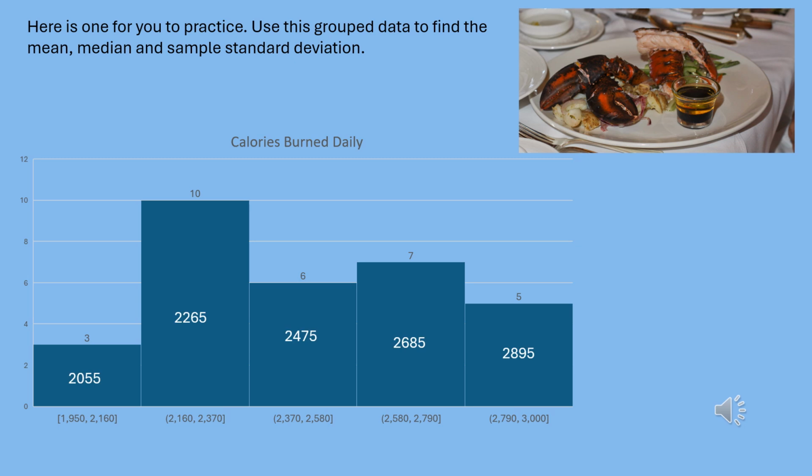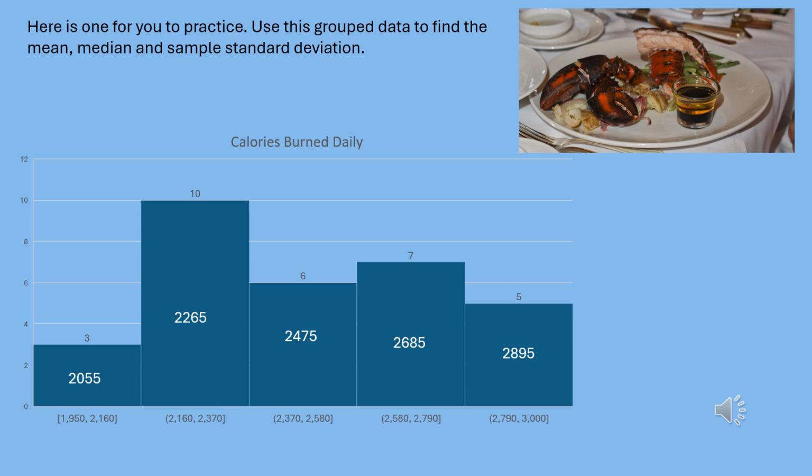Okay, so do you feel pretty good about your estimate of the mean, the median, and the standard deviation? The first step would have been to find the middle of all the categories. So if you averaged 1,950 and 2,160, the average was 2,055. So that's what we're going to count all 3 of the first values as: 2,055.